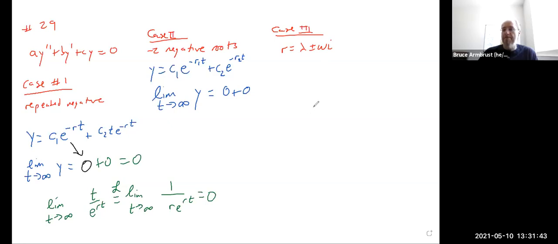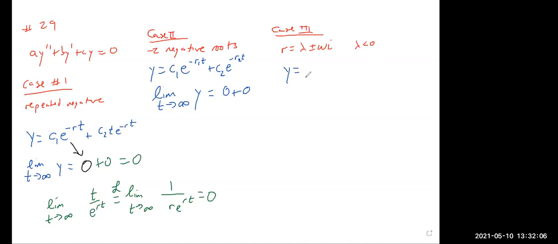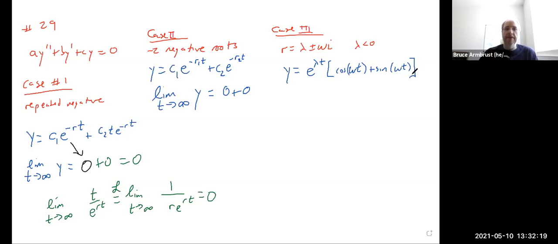We could have complex roots. We're just told that lambda is less than 0. So in that situation, what does our solution look like? Like e to the lambda t times cosine of omega t plus sine of omega t.